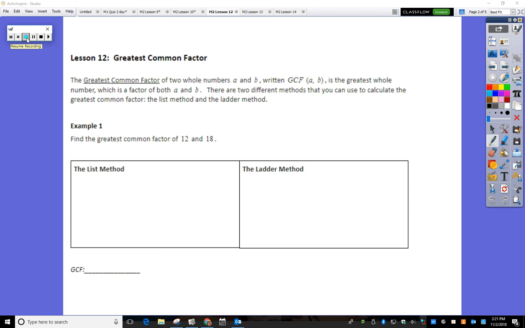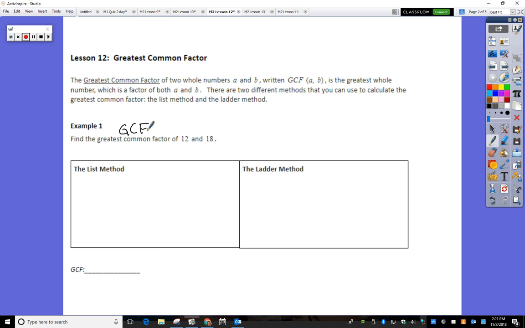There are two different methods that you can use to calculate the greatest common factor, or the GCF. We can use the list method or the ladder method. The list method is probably pretty familiar to you, and the ladder method may be new to you, but I feel like we're going to want to use it because it makes it nice and easy. So let's look at what all of this means. It says find the greatest common factor, which again is going to be the GCF of 12 and 18.